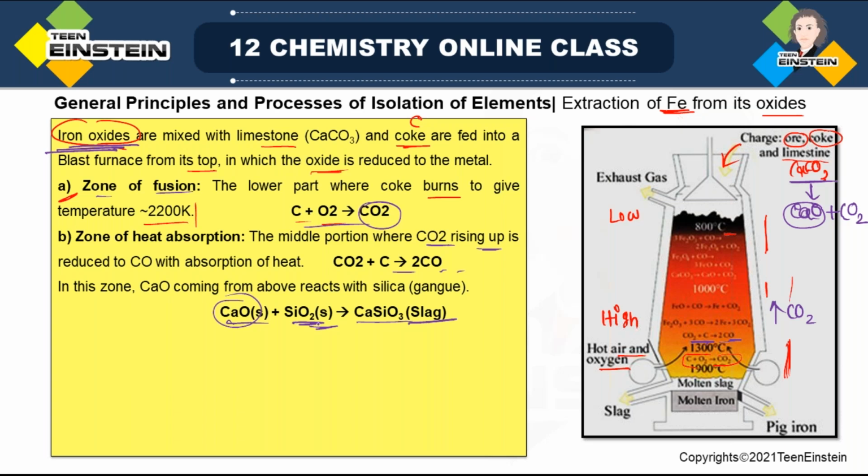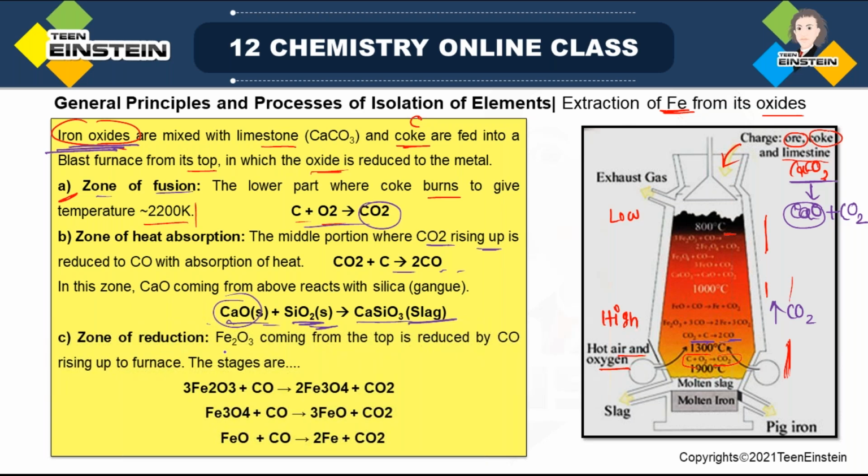Here silica, the impurity, is a non-metallic oxide, which means it is an acidic oxide. That is the reason the flux we have taken is a basic oxide, that is, a metallic oxide. In the opposite case, if the undesired part is a basic oxide, then we have to use an acidic oxide as flux. So these two reactions occur in the middle zone.